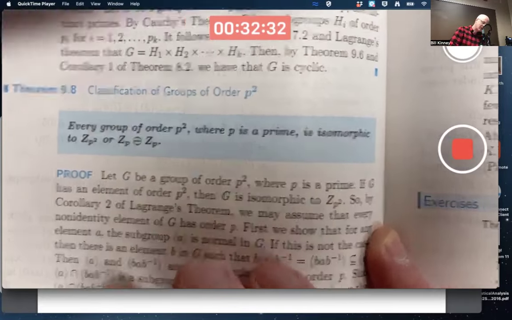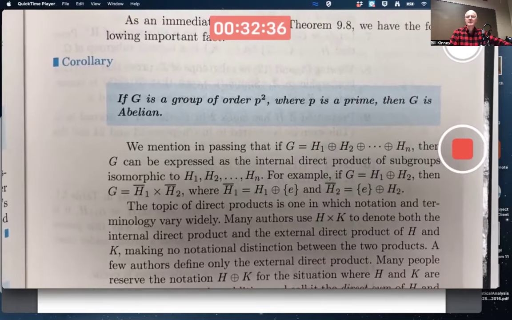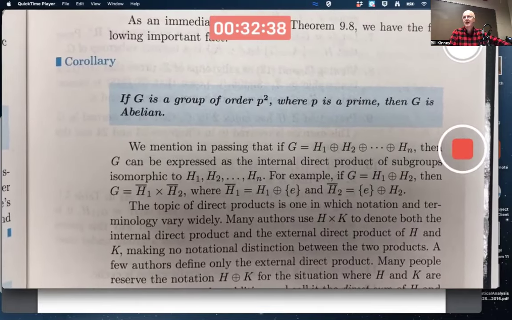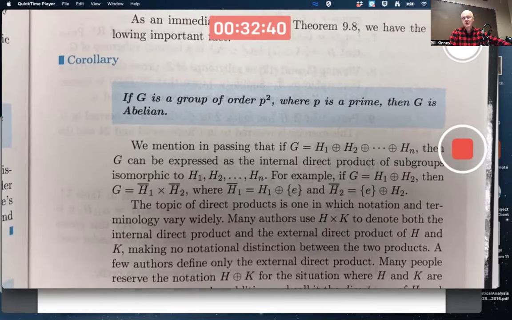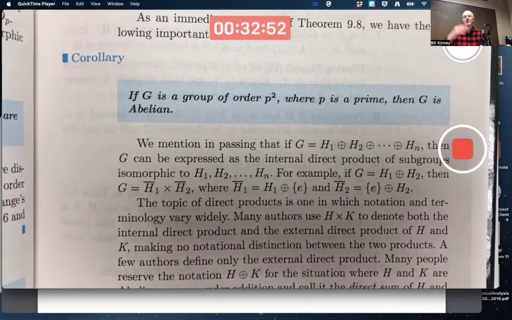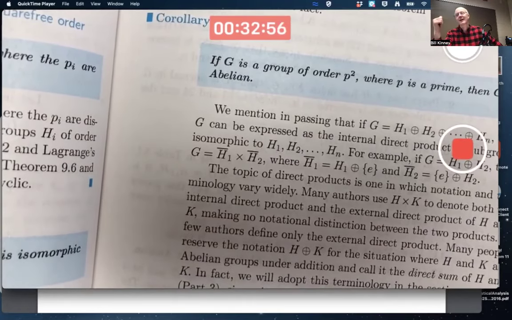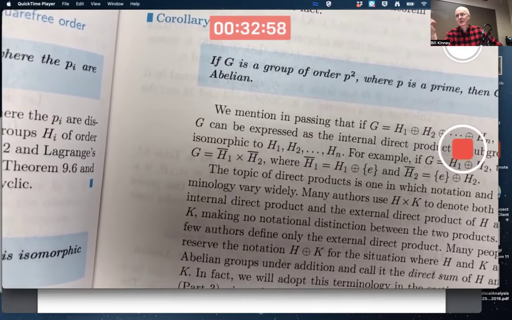And that's actually the next corollary: if a group has order P squared where P is prime, G is abelian. And that would mean the center of G is all of G. These are classification things you should know. So we've classified groups of order 1, 2, 3, and 4.